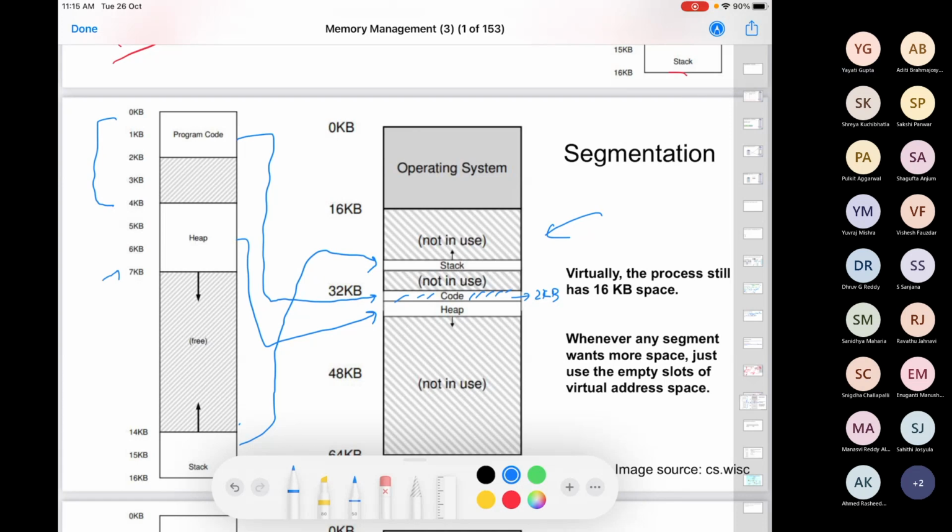Now, let's say heap wants to grow at some point in time. Then still in the virtual address space, we have some portion for heap, it can grow. In the physical memory, whenever heap wants to grow, you can just increase the size here. Okay, what if code wants to grow?